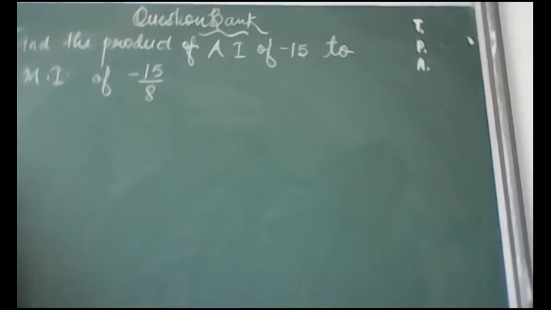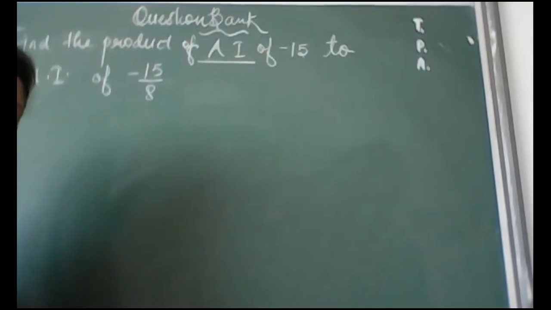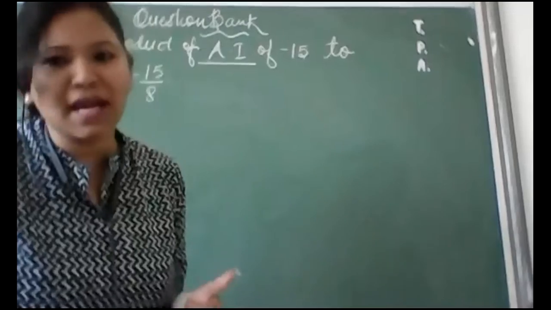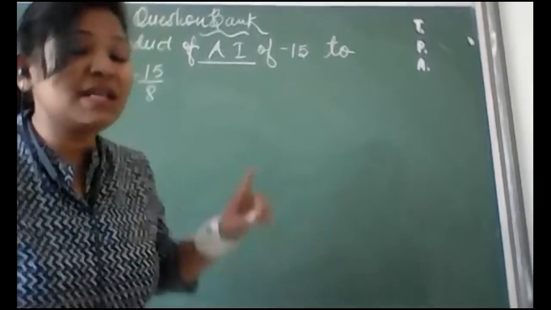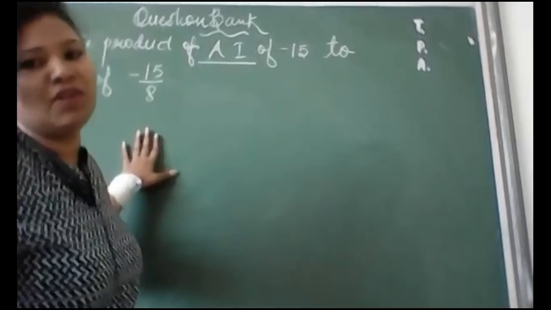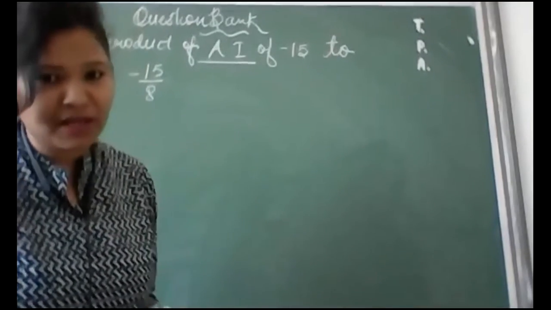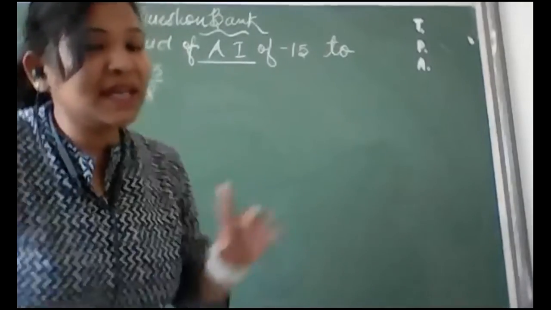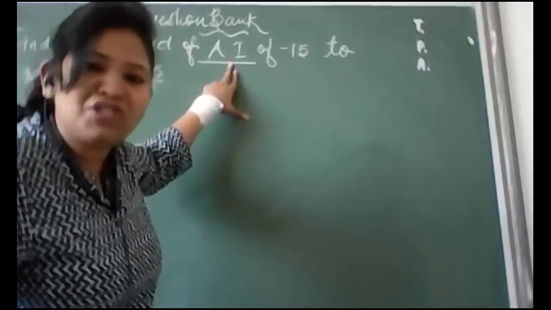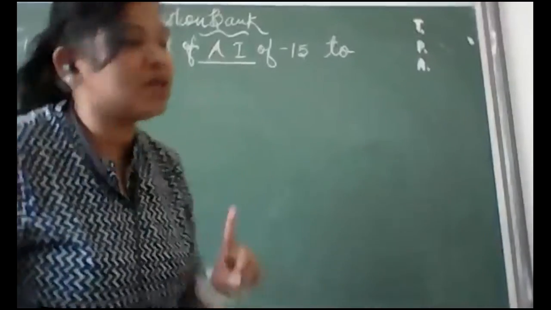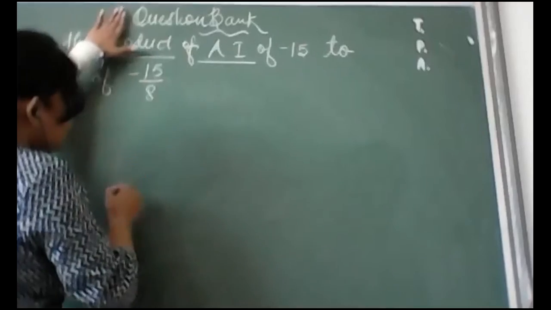As you all know, AI means additive inverse, the number with only the opposite sign. The position will not change. The position changes in MI, that is multiplicative inverse: numerator becomes denominator and denominator becomes numerator. We don't change the sign in MI, but in AI, we only change the sign, we don't change the position.